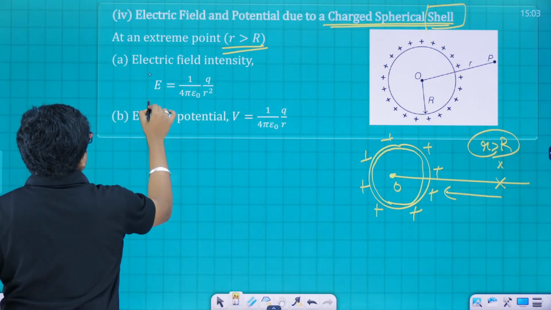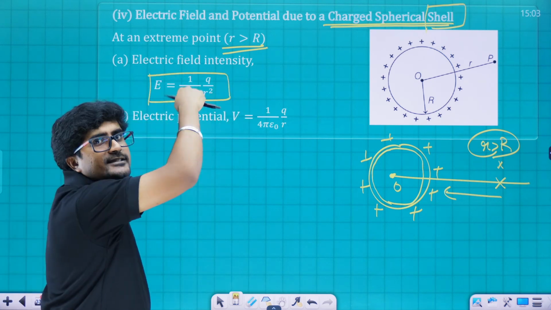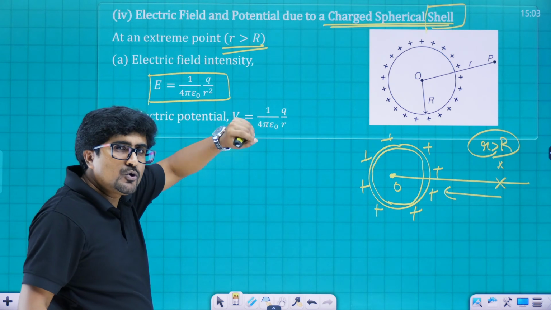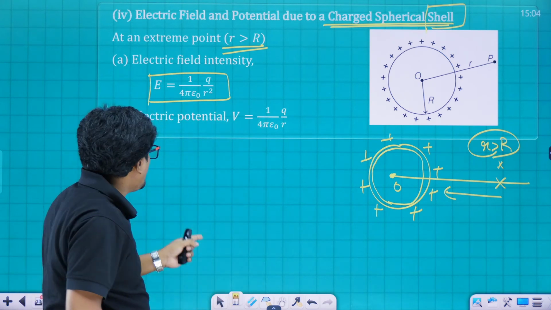So there, the electric field is going to be exactly the same as that of a point charge, isn't it? See, 1 divided by 4 pi epsilon naught q by r square. All right, and what about the electric potential?